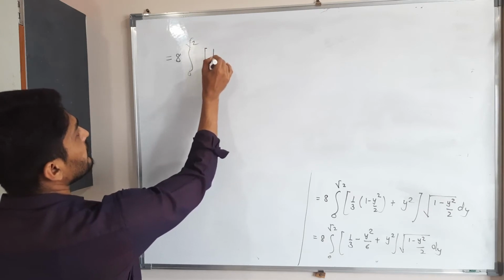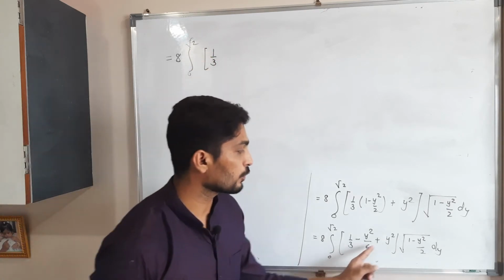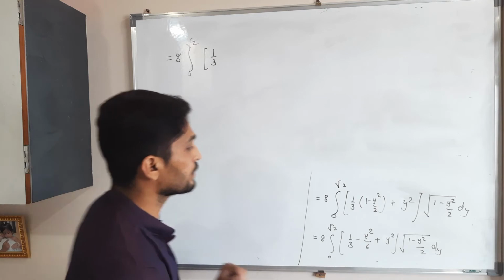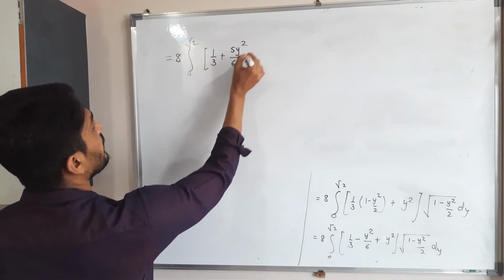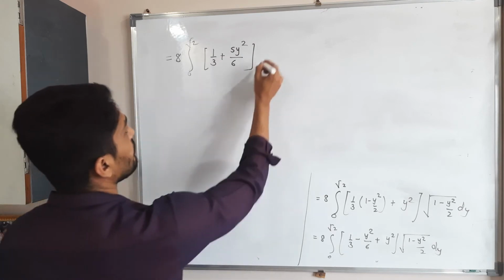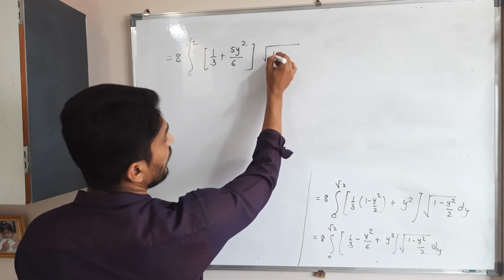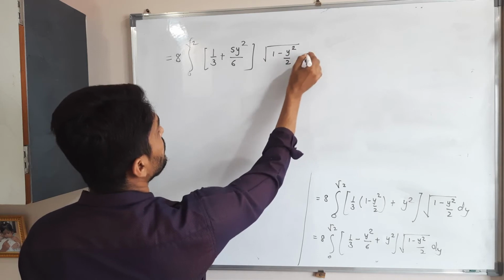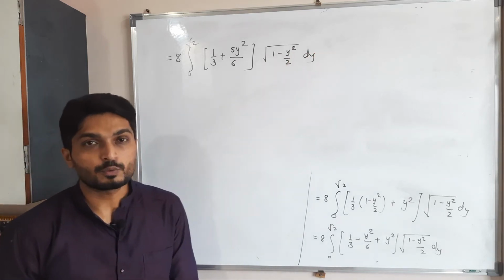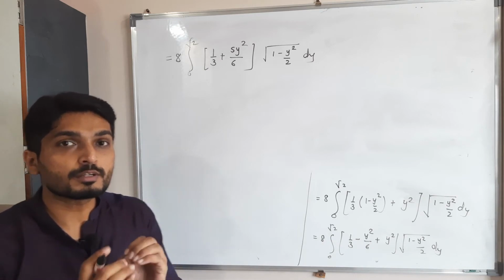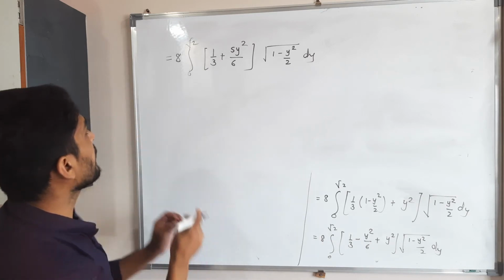See, 1 by 3. I will cross multiply. If you cross multiply, 6y square minus y square, that means we will have 5y square by 6 root 1 minus y square by 2 dy. Okay, so actually we cannot solve it directly. So we have to use some technique. We have to use substitution. So what am I going to do? I am going to put something.